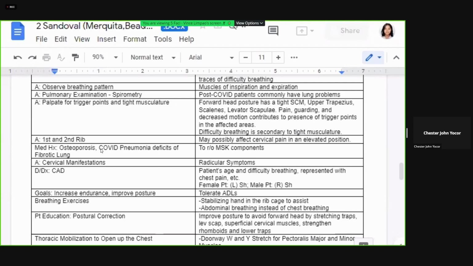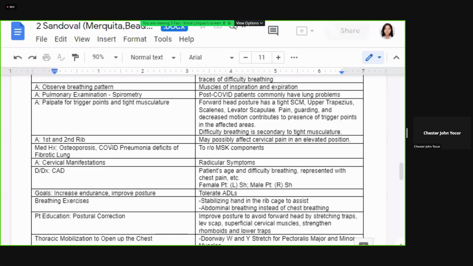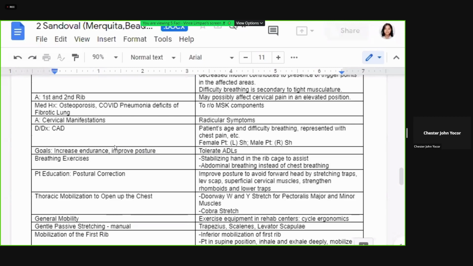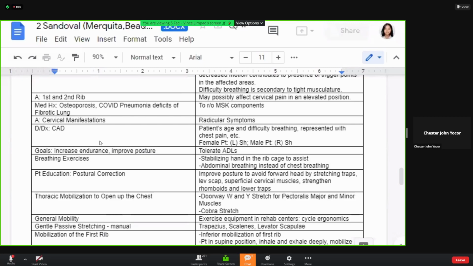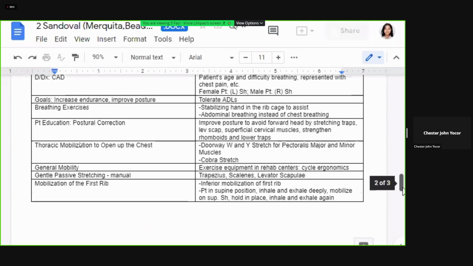So from what we've discussed about it, mostly with females, there's always a referred pain, especially on the left shoulder. We could probably check for that, or we could refer the patient to tests. So it could be some cardiac test to test if there's really a problem with the patient. So for our management, so the very first thing we should do is, can we go down more? Can you scroll down more?